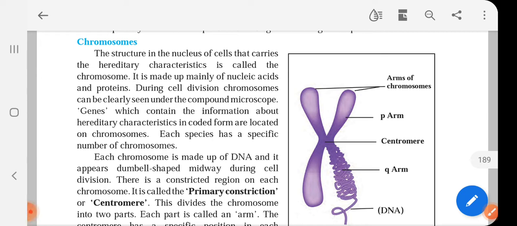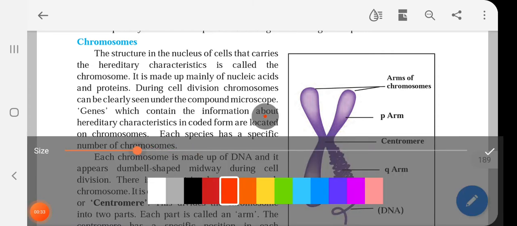Dear students, in the last lecture, we had a discussion on what is heredity and what is inheritance, and how the characters are transferred from one generation to another generation. Today, we'll talk about chromosomes and the types of chromosomes, DNA and RNA. So, let us start with chromosomes.